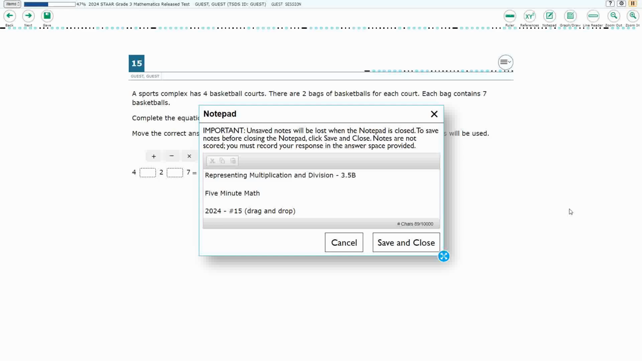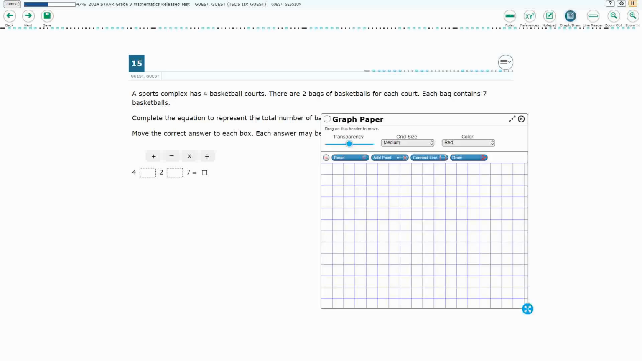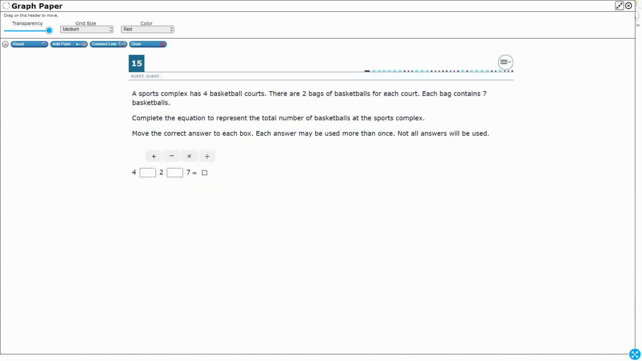Today we are looking at the third grade concept of representing multiplication and division. This is standard 3.5b in the great state of Texas. We're using item number 15, which is a new item type called drag and drop, of the 2024 released STAAR test. If you haven't done so already, please take a moment to pause the video, work this problem out on your own, unpause it, and we will look at our answers together.